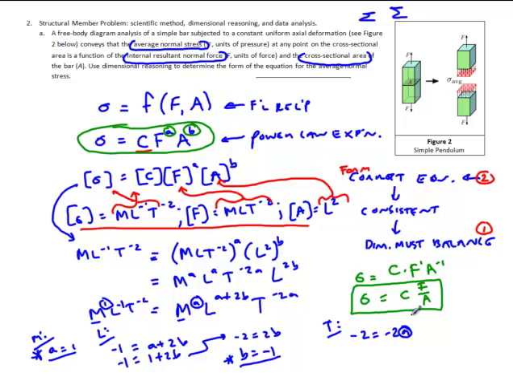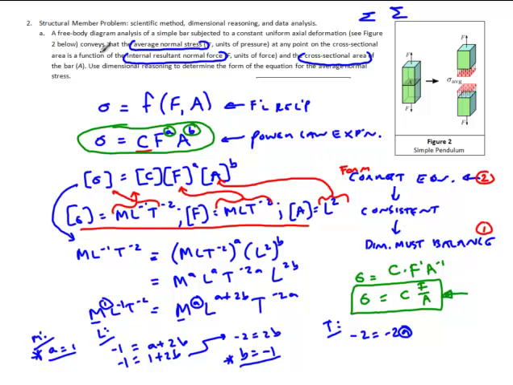Now, we can check our answer if we check the consistency of this equation. So stress we see up here is m l to the negative 1 t to the negative 2. Force is m l t to the negative 2 over L squared. When you simplify that, you do see that these two sides are consistent. So that means that this equation is consistent. And this is the answer we're looking for, hence the boxing.